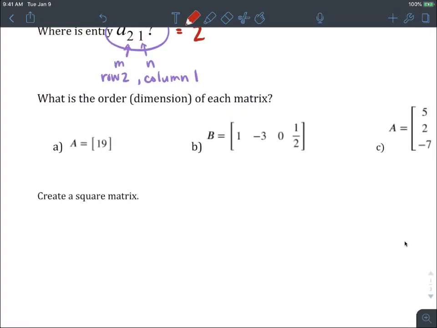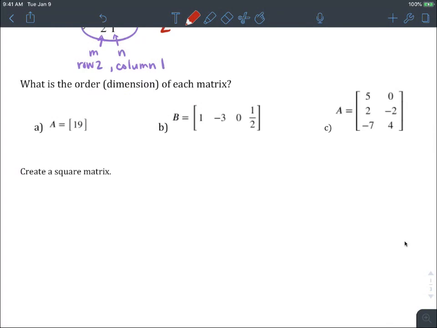What is the order of each of these matrices? Order is another word for dimension. So for A, we would call this a 1 by 1. Again, a row, column. For B, how many rows are there versus the columns? There's 1 row, 4 columns, so 1 by 4. The last matrix, A, row, column. There's 3 rows by 2 columns.